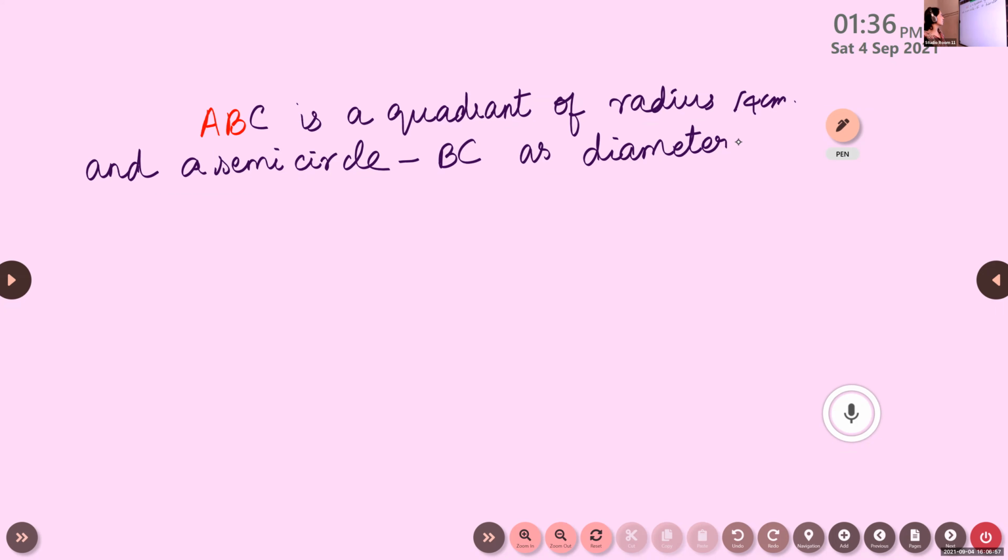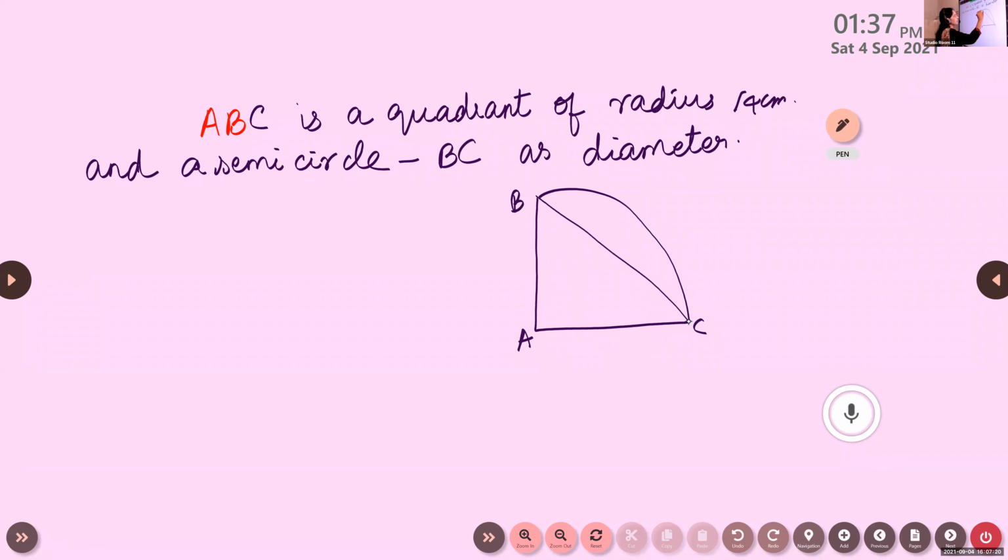Okay, listen children, for this question, the figure will be given. All of you please listen. How I draw the figure, please note it, children. It is given ABC is a quadrant. Quadrant means we know that it is 1/4 of the circle. So ABC is given like this. ABC is the quadrant of the circle. Now what is given? With BC as diameter, one semicircle is drawn. And this is the shaded part. Find the area of the shaded part.